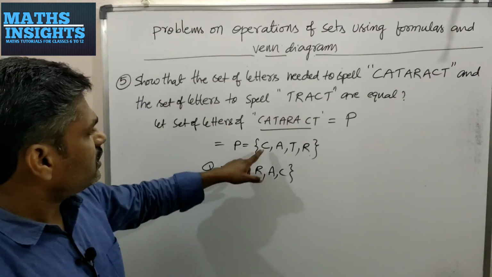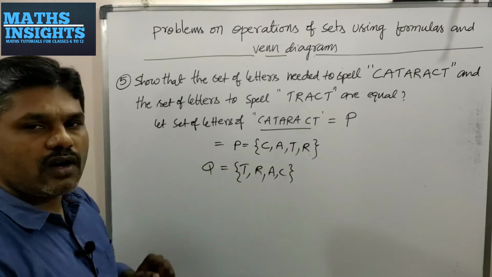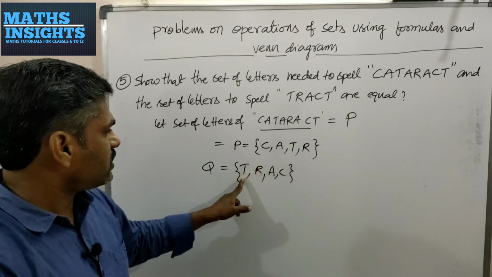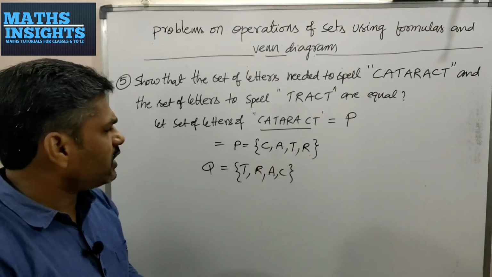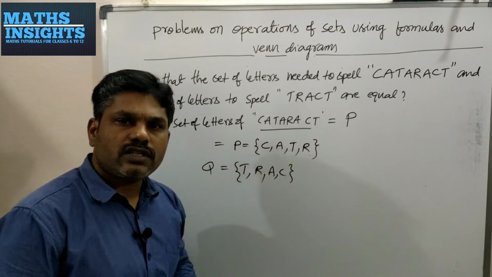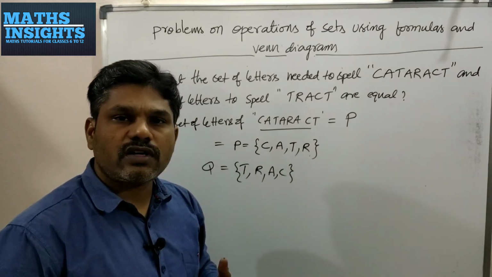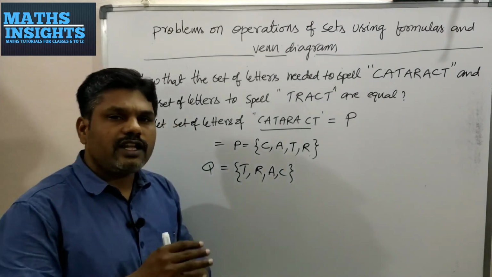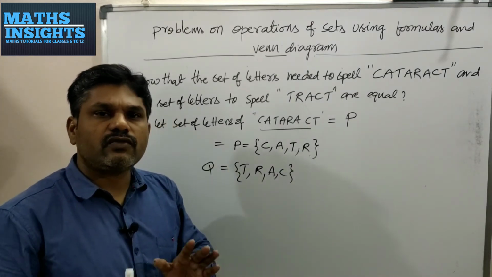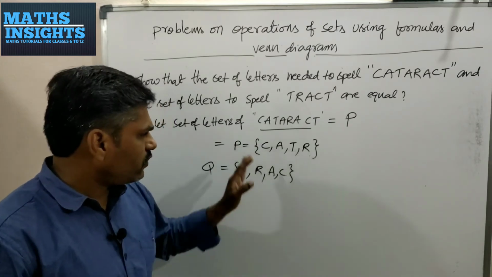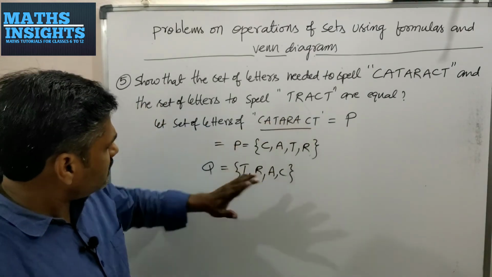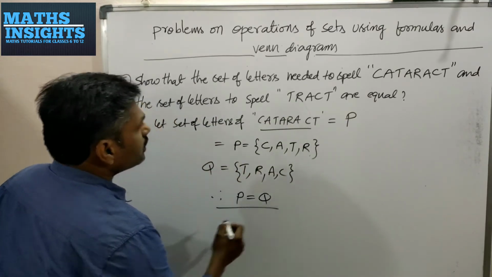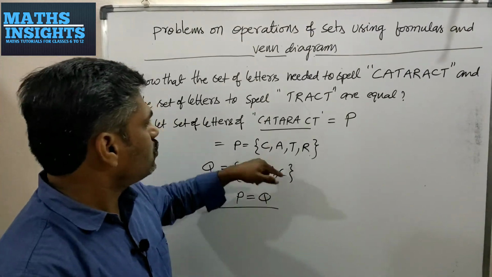If you observe, these 2 sets P and Q are equal. C is in this set, A is also in this set, T is also here, R is also here, but the placements are different. All of you know that the order is not required in sets. Whatever the place may be, that element should be in that set, whether in the first place or in the last place. If you observe, all these elements are in this set Q, therefore the set P is equal to Q. We are sure that these 2 are equal.